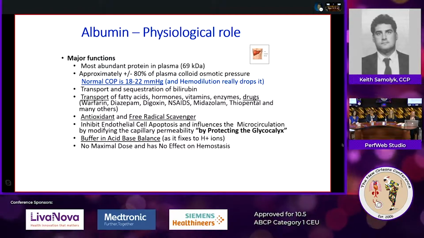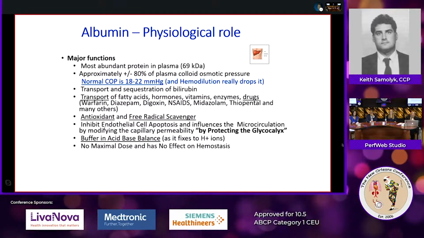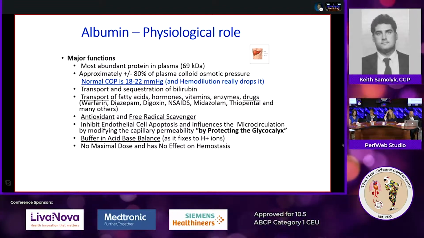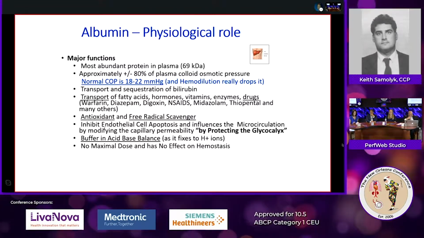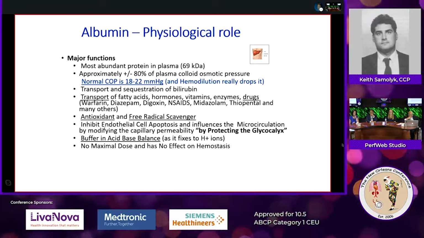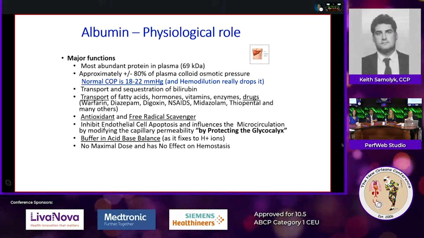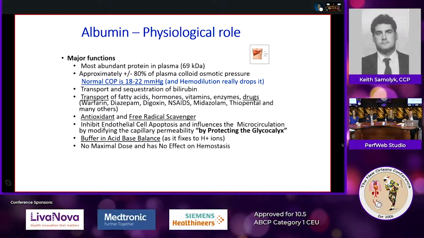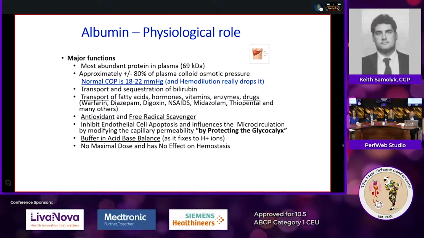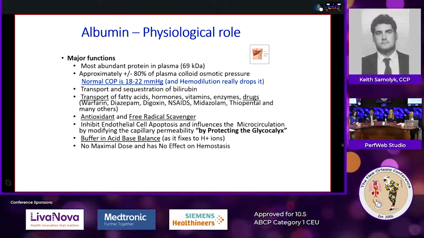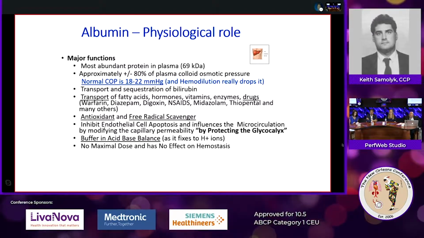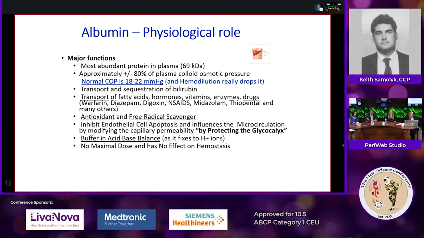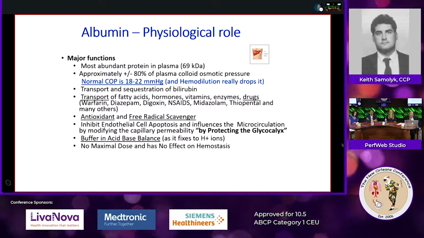So the one thing that I don't think a lot of people realize is that it's an antioxidant and it's a free radical scavenger. So it inhibits endothelial cell apoptosis and influences the microcirculation by modifying the capillary permeability by protecting the glycocalyx. And we'll get into the glycocalyx a little bit more in a minute. The other thing it does is it buffers acid-base balance. It actually fixes the hydrogen ions. And this is one thing that people need to know. There's no maximal dose of albumin, and it has no effect on hemostasis. That's right. So when people say, oh, you've given so much, it's screwing up my coagulation.